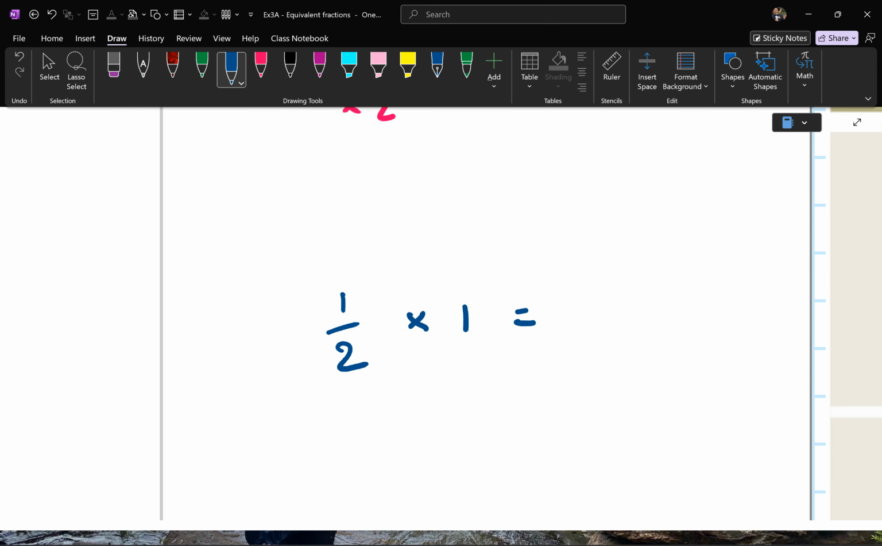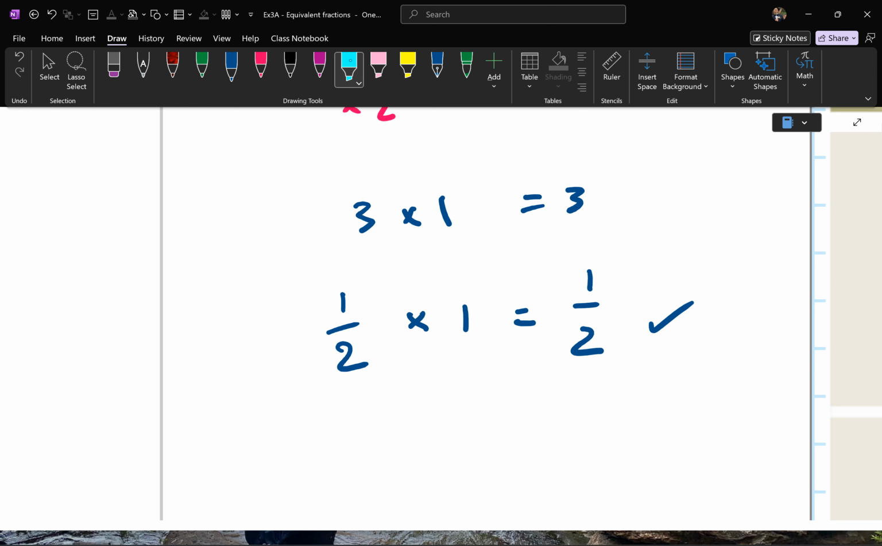What's that equal to? Half. Okay, so anything times 1, like 3 times 1, that's what we know. 3 groups of 1 or 1 group of 3 is itself. So if I say times 1, it's still the same. True?